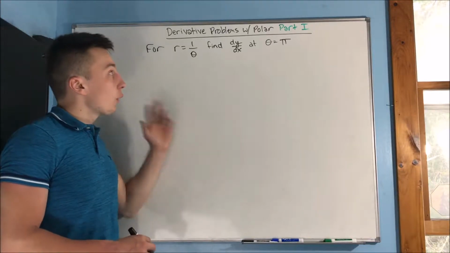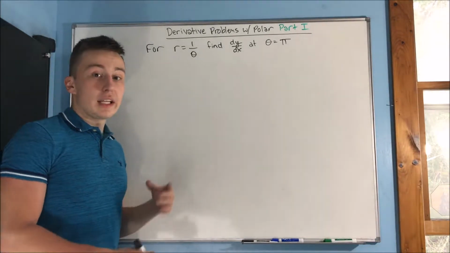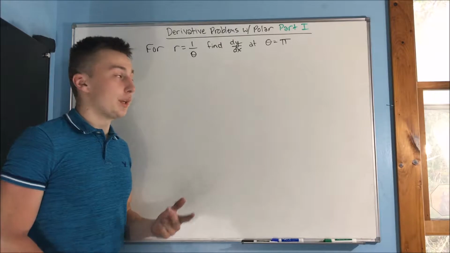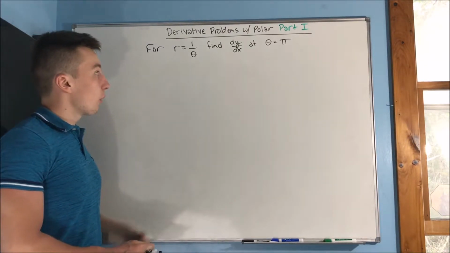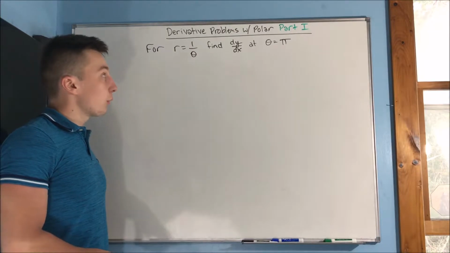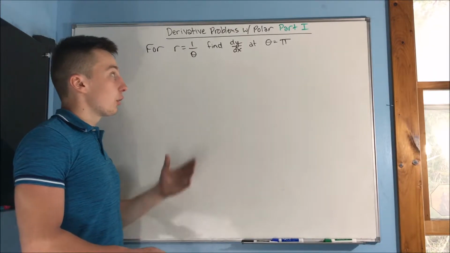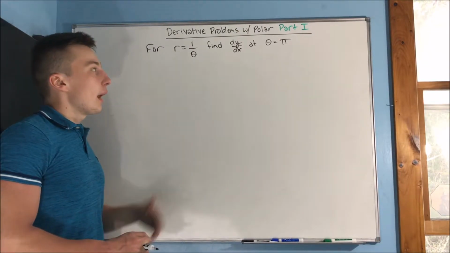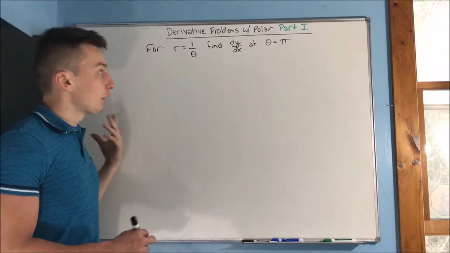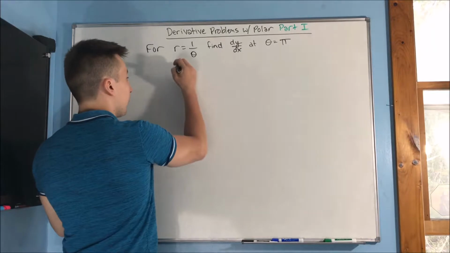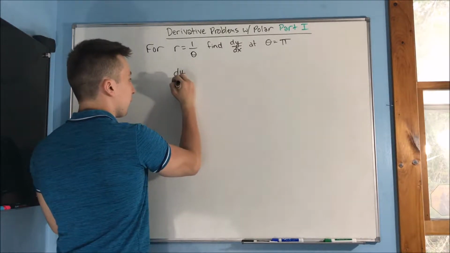Alright, so in this video, we're going to be doing some practice problems, taking some derivatives of polar equations. Okay, so we have our first problem up on the board here. For the equation r equals 1 over theta, we want to find our derivative dy over dx at theta equals pi. Okay, so first thing we need to do is write down our equation for the derivative.